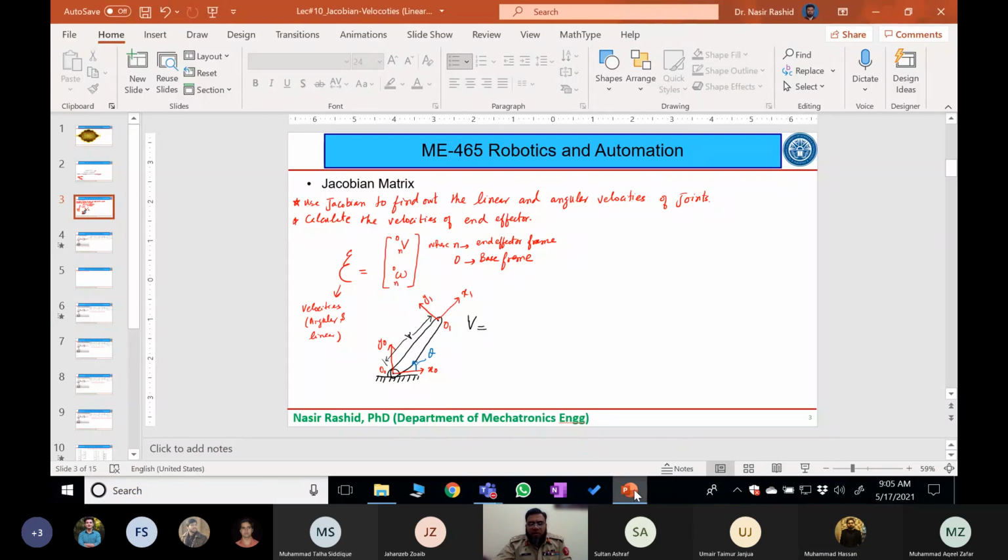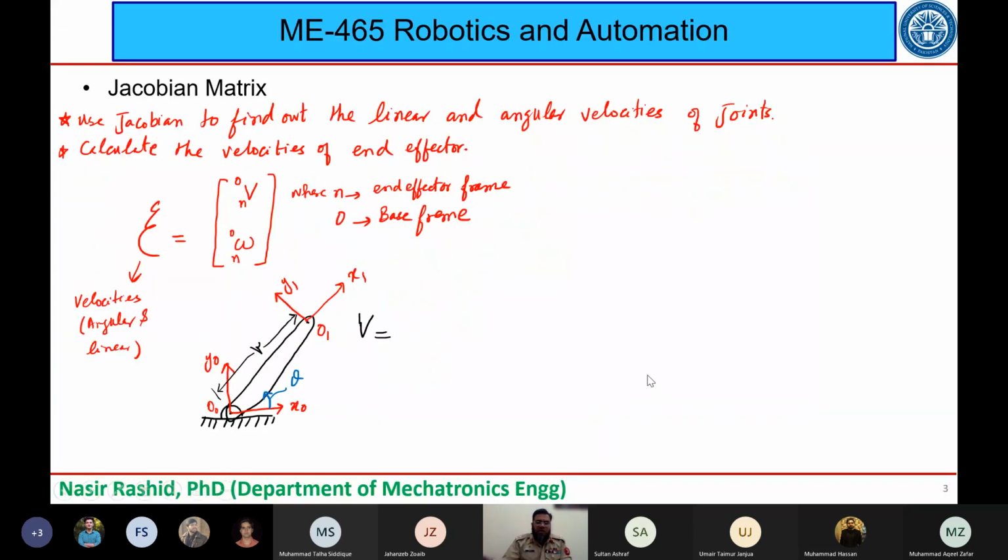Okay, so can somebody comment on this? What would be the linear velocity of point O1 if we have the length of the link as r? Okay, so it will be given by the formula omega cross r. Let me just write it down. So this will be omega cross r, where r will also be a vector and omega will also be a vector. And what will omega be? Omega will be the rate of change of theta, which is given by theta dot.